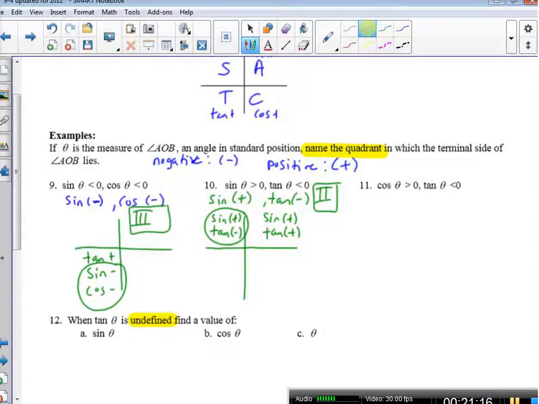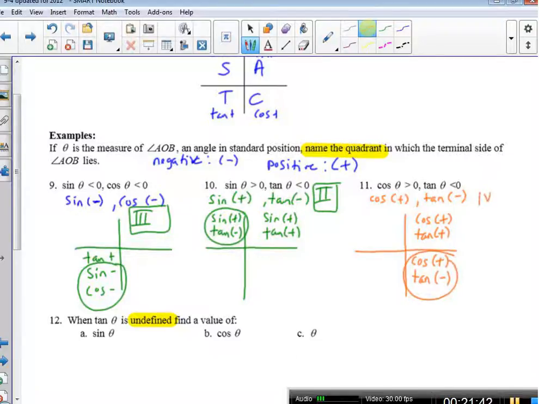Last one of these, I'm looking for cosine to be greater than 0. So I'm looking for where cosine is positive. Tan less than 0 means where is tangent negative. So now I'm looking for cosine, which we know is positive here and here. But tangent's positive in 1. Is tangent positive in 4? No. So we are in quadrant 4.